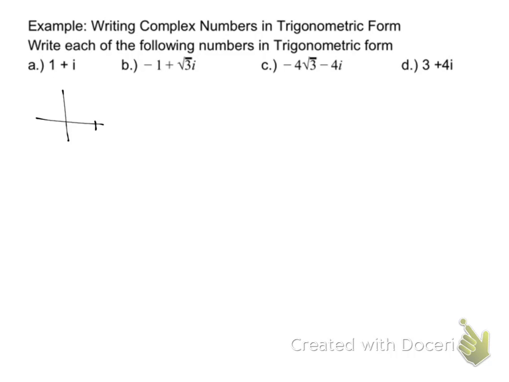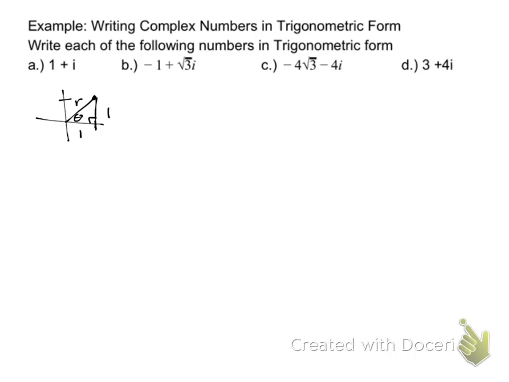Going over 1, up 1, there you are. Okay, so we have this triangle with sides 1, 1. We have r, and we have theta. Now that I got this graphed and my sides labeled, I have r and theta labeled because r and theta are the key to this whole process.